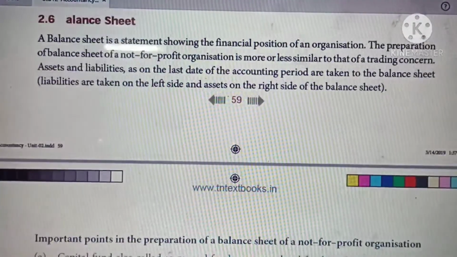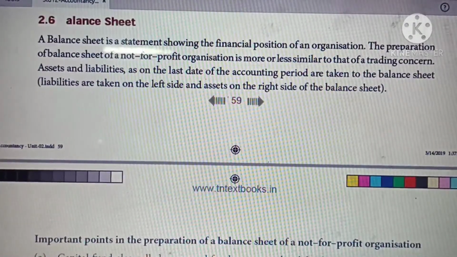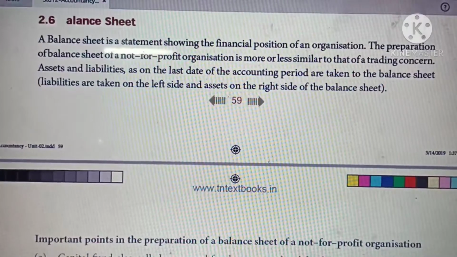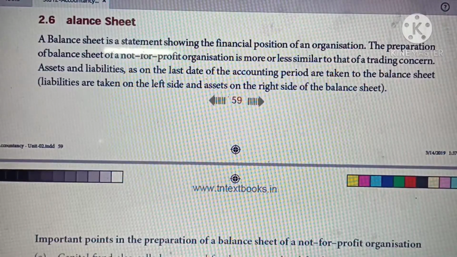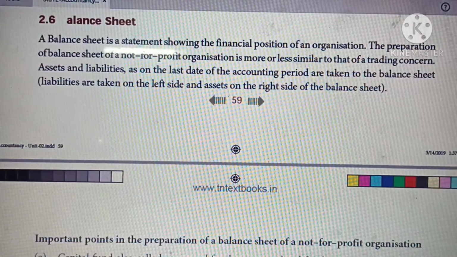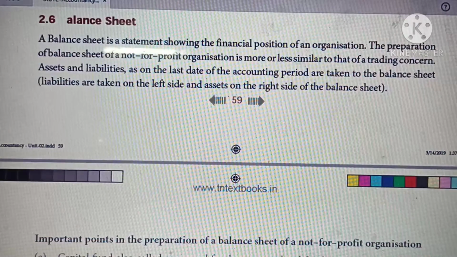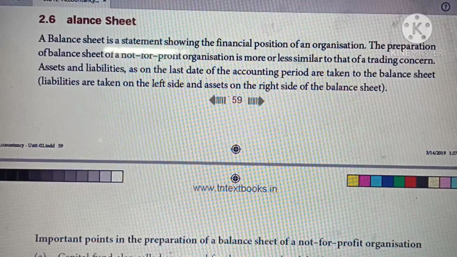Welcome children. Today we are going to learn the balance sheet of not-for-profit organization. Balance sheet is a statement showing the financial position of organization. You already know that because the trading concern balance sheet you already learned in 11th. You learned trading, P&L, balance sheet, everything. So final accounts you learned in 11th.